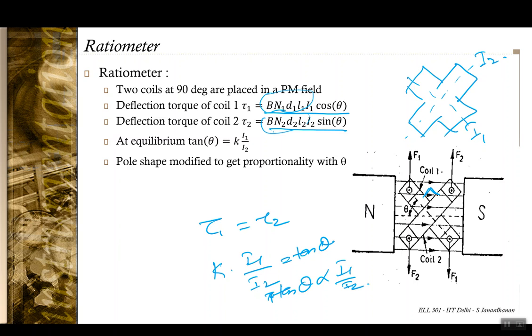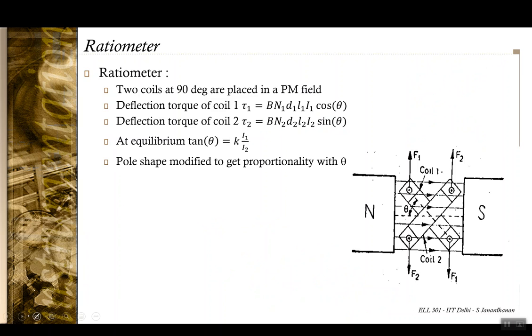Now if you change the shape of the poles so that these proportionalities change with theta, you can make I1 by I2 proportional to theta also. This is the case for a ratio meter. However, in the case of a megger, where we are using it as an ohmmeter, we don't utilize this. We keep it at tan theta and make some other modifications also. So let's come to the megger circuit.